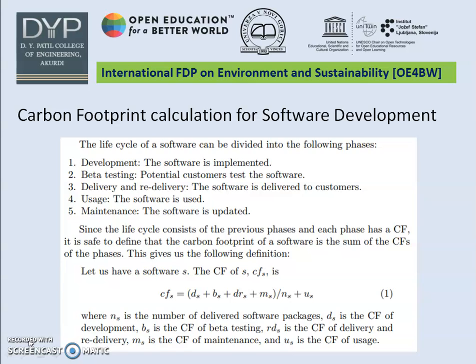So this gives us the following definition. Here I have mentioned a formula for how we can calculate the carbon footprint for this whole software development phase. Here NS is the number of delivered software packages. DS is the carbon footprint generated at the time of development. BS denotes the carbon footprint generated at beta testing. Then RDS denotes CF at the time of delivery and redelivery. MS denotes the CF of maintenance, and US denotes the CF of usage.